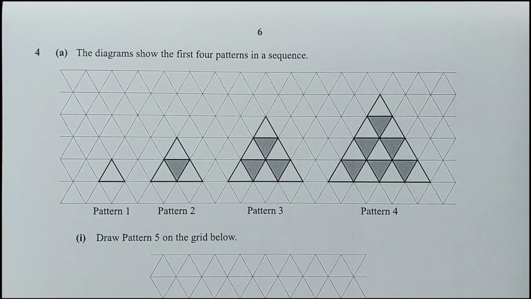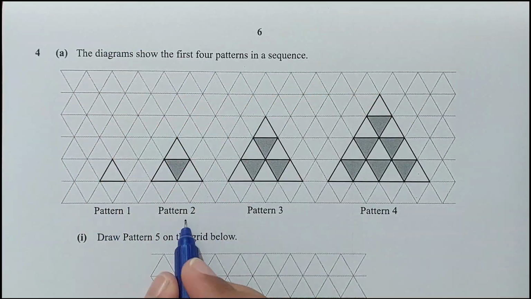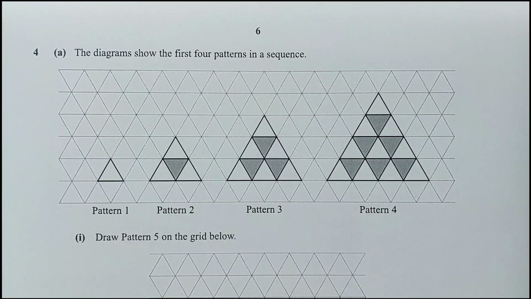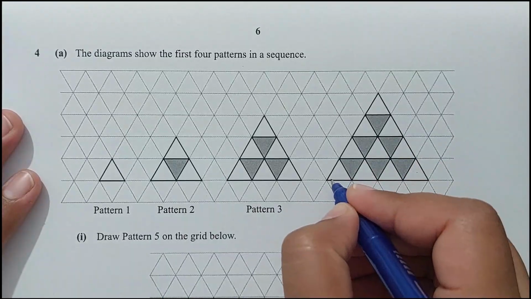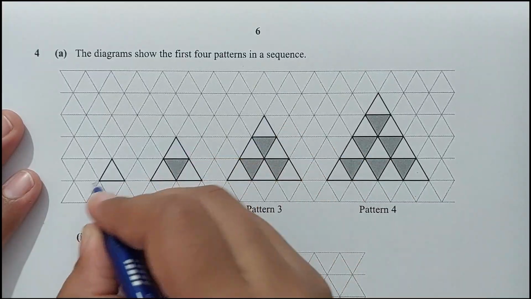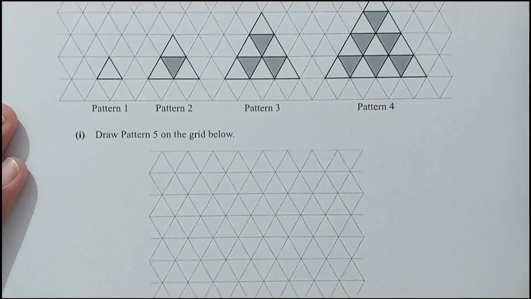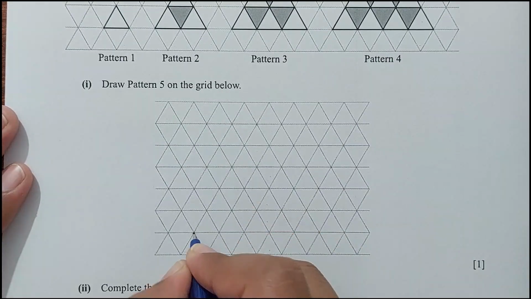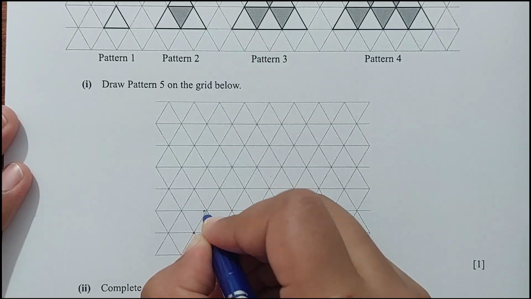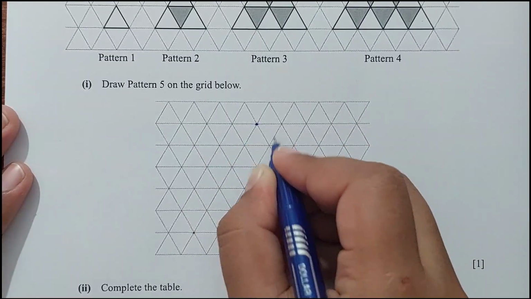Right. Question number 4, part A. The diagram shows the first 4 patterns in a sequence. Pattern 1, 2, 3, and 4. Number 1, draw pattern 5 on the grid below. All right. So for pattern 4, we have 1, 2, 3, and 4. We have 1. Now we have 5 over here. And this is 1, 2, 3, and 4. And the bottom is also 5. Okay. So if I start from this point, 1, 2, 3, 4, and 5, and this is 1, 2, 3, 4, and 5, 1, 2, 3, 4, and 5.